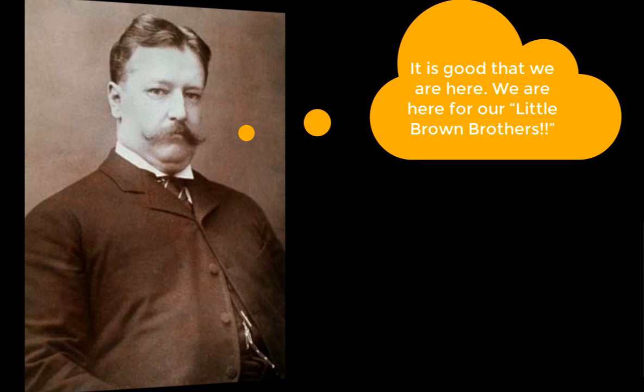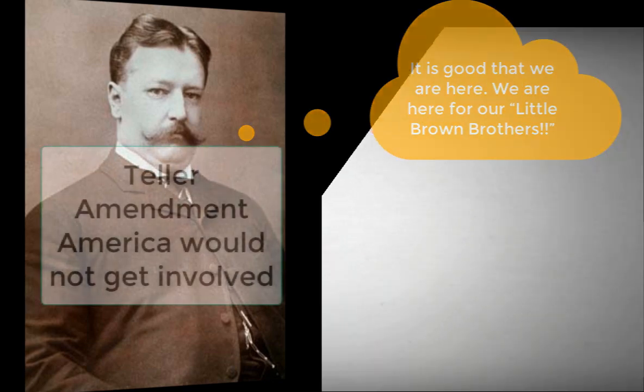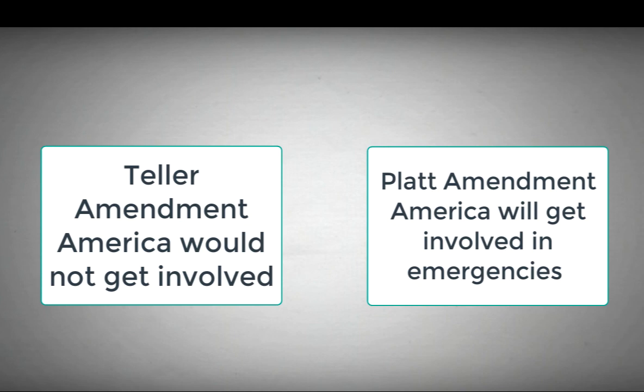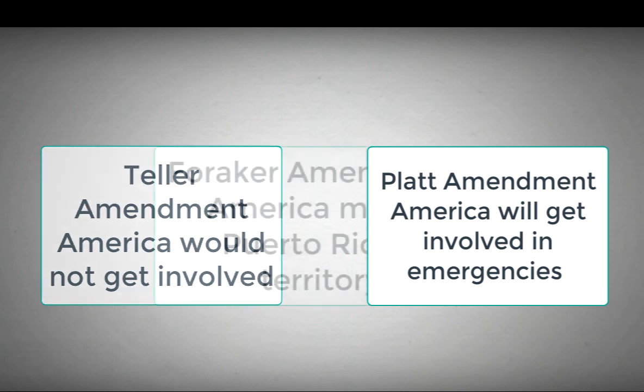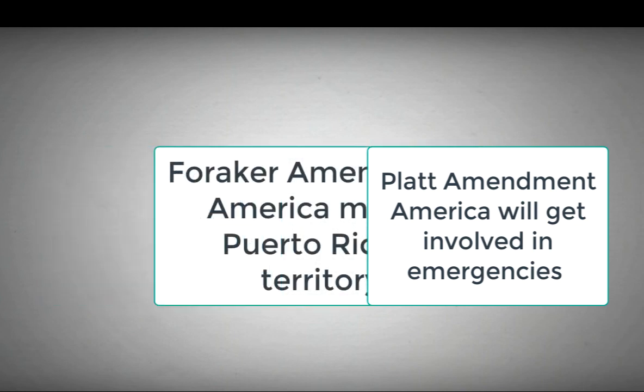Now, something similar was going on with Cuba as well. In Cuba, at the beginning of the war, the Teller Amendment was passed, promising Cubans their sovereignty, and the U.S. would not get involved. By the end of the war, the US Congress passed the Platt Amendment, in which America gave itself the right to get involved in Cuban affairs if there was an emergency. In Puerto Rico, America would pass the Foraker Act, in which they claimed that Puerto Rico would be not a state, but a territory of the United States, which has continued up until today.